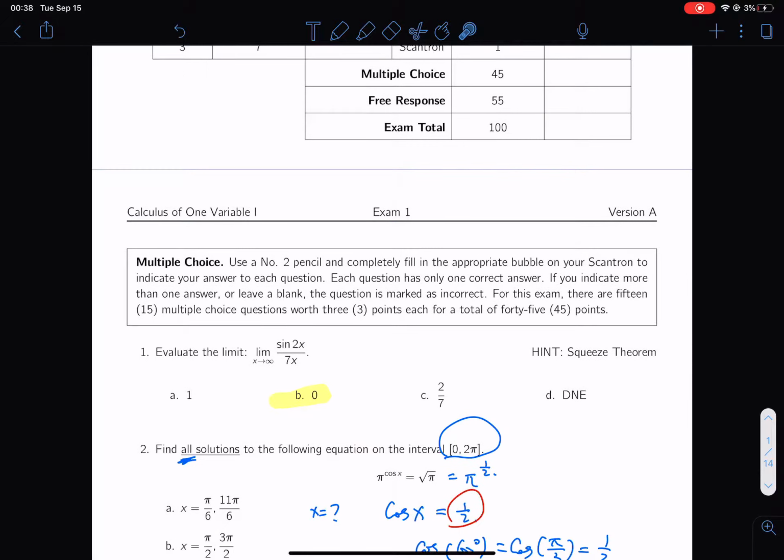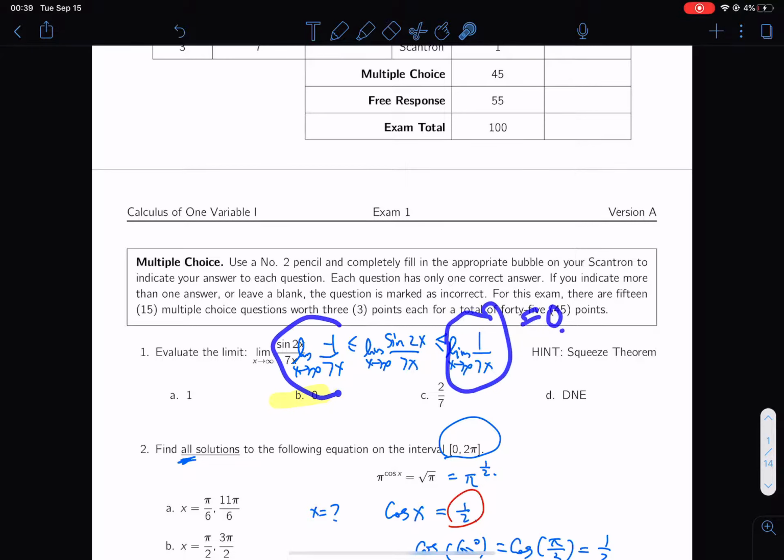For the multiple choice question, the first one, we can see from here we are going to use the Squeeze Theorem, and we know sin of 2x is less than or equal to 1, greater than or equal to negative 1, and then divided by 7x, the same, divided by 7x, and then limit x approaches infinity. Similarly, we take the limit as x approaches infinity for each. So we know this term is 0 as x approaches infinity, and similarly this term is also 0. By using the Squeeze Theorem, we know the middle term is also 0. So that is why we have B.